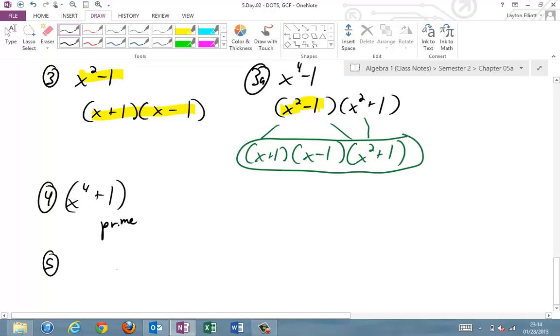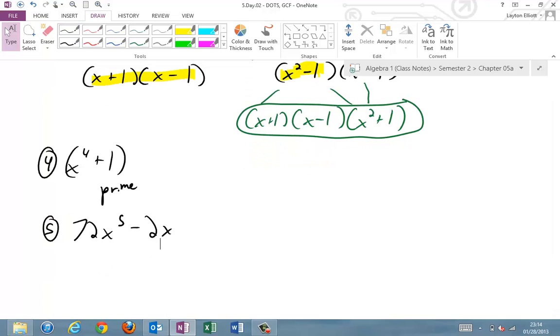Number 5, let's do 72x to the fifth minus 2x. This does not satisfy the condition of the first term and the last term being perfect squares. But now we have to go back to an old adage. GCF first. Strictly speaking, on each of these I should have been looking to see if there's a greatest common factor I could take out. And here there's definitely something.